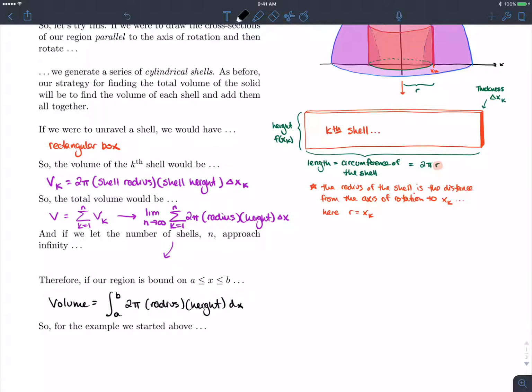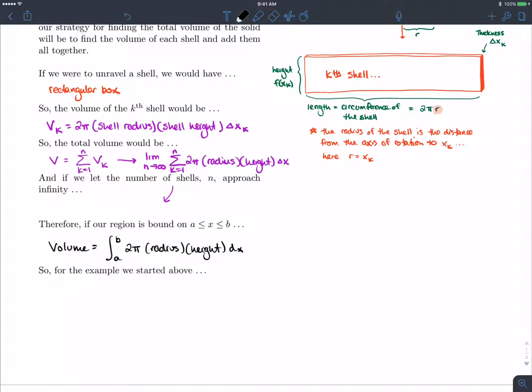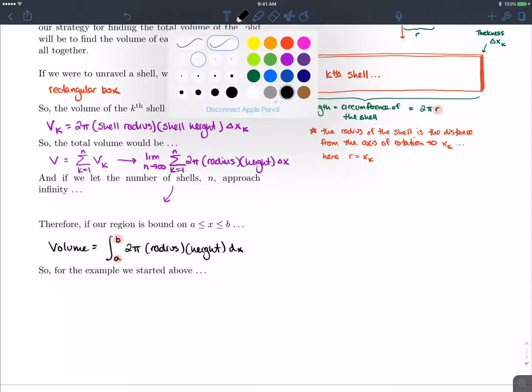So now that we've come up with the integral, the formula for this method, let's put it into practice using the example that we started with above. If we define what we need, let's take stock of what we're actually going to need here. We're going to need our upper and our lower bound. So what would those be?